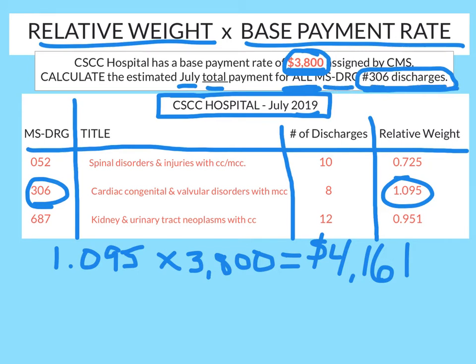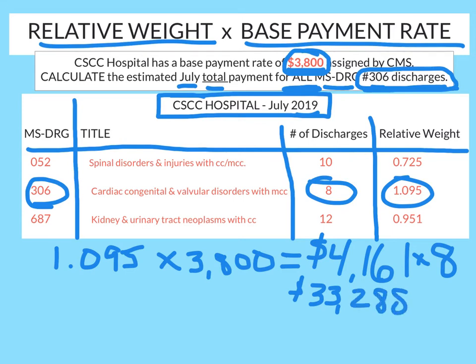And we are calculating all MSDRG 306 discharges. So if this is our number per patient, we multiply that times the number of discharges. We have 8 patients who were discharged with this MSDRG category. And this leads us to the total of $33,288 for all MSDRG 306 discharges.